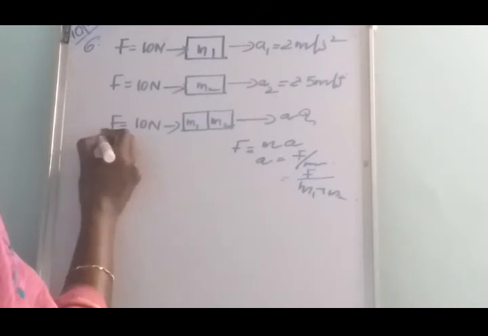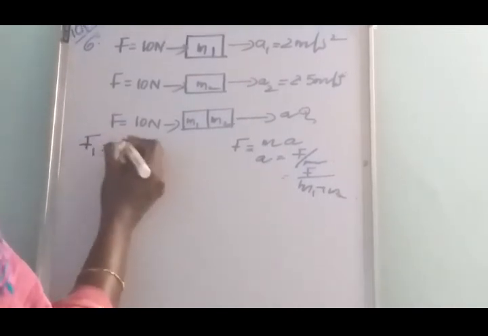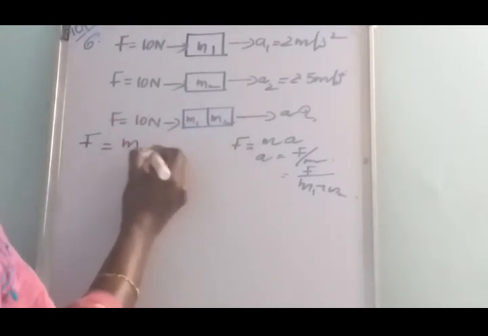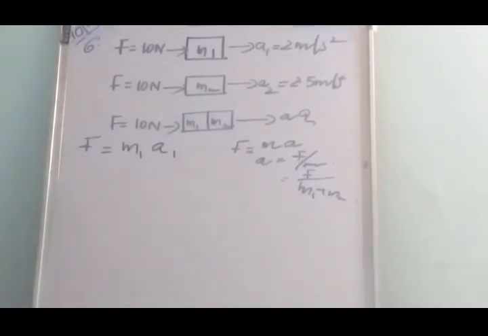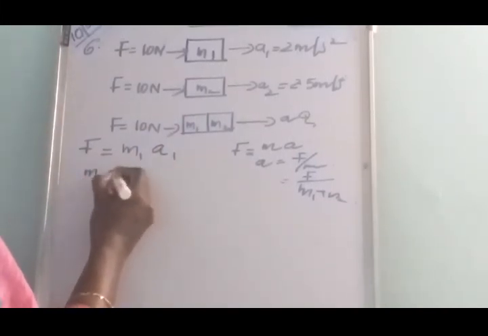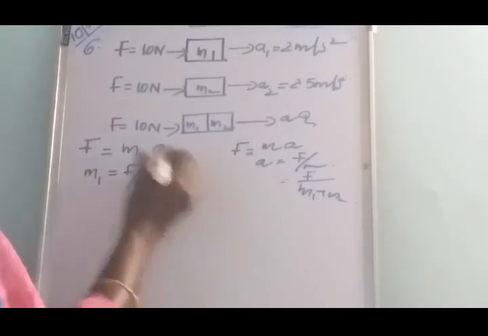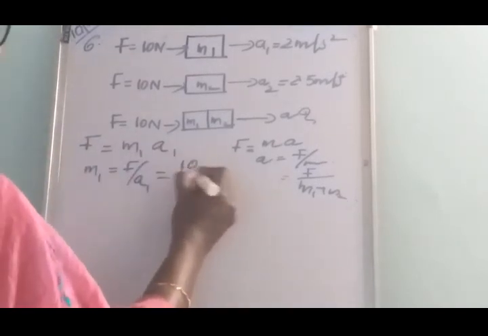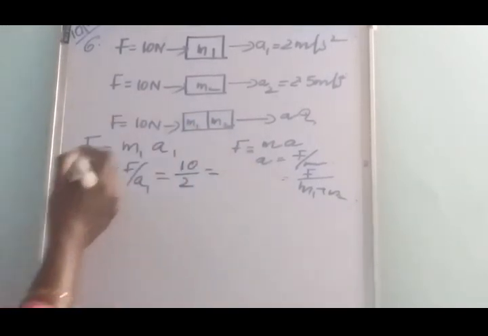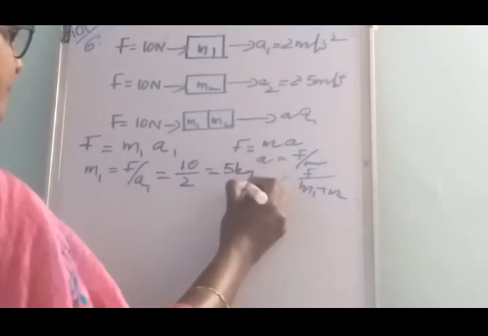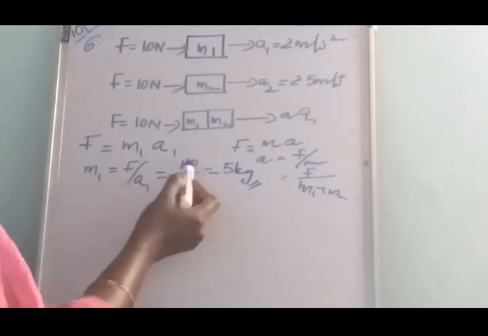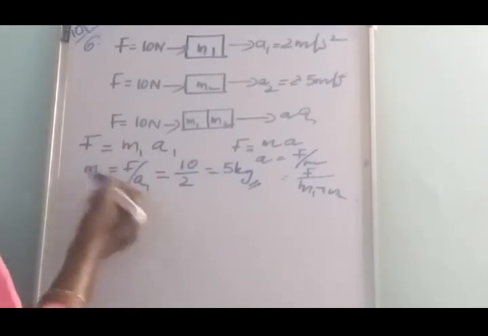Using the same relation, the force F equals mass m1 into A1. Because the force is the same, we can write F as m1 A1. Then m1 is equal to F divided by A1. F is 10, A1 is 2. Then 10 by 2, it is 5 kg.